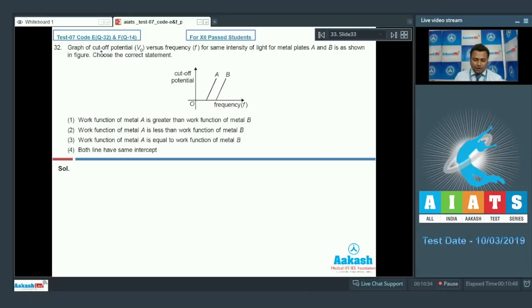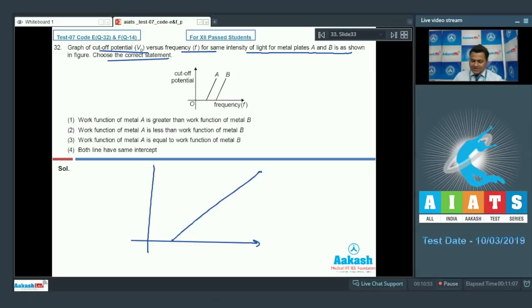A graph of cutoff potential V0 versus frequency F for same intensity of light for metal plate A and B is shown in figure. Choose the correct statement. Now, here the question belongs to the topic photoelectric effect, and the graph is plotted between cutoff potential versus frequency. This is the graph of cutoff potential versus frequency for any metal surface V0. Here, this particular point is known as threshold frequency F0. Now, the threshold frequency for A, we will write F0A, and threshold frequency for B, we will write F0B. According to the graph, it is clear that F0A is less than F0B.